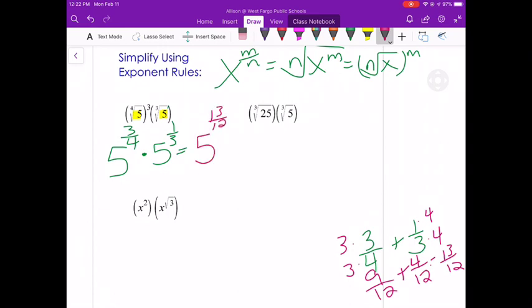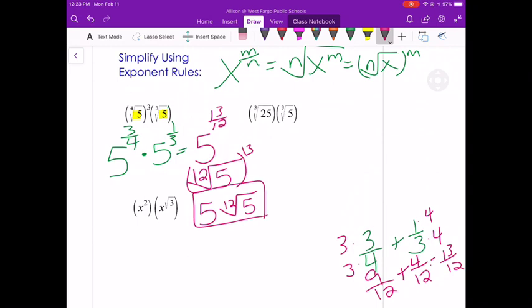So bases are the same. So we are adding the exponents, which means that would be the 12th root of 5 to the 13th power. Since we have 13 5s in there, we can take one out front. So it'd be 5 times the 12th root of 5, with one 5 left over. This would be the simplified version of that expression.